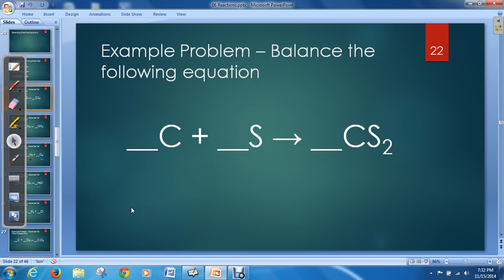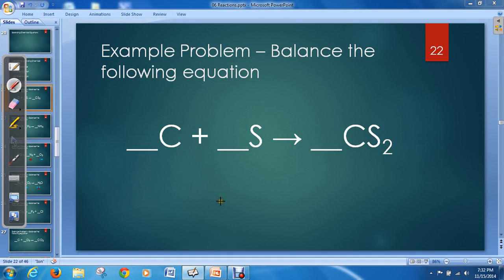So here's a chemical equation, okay? We have carbon and sulfur coming together to make carbon disulfide. And again, the goal of balancing an equation is so that you have the same amount of atoms on each side of the equation. Because if you look at it right now, I have one atom of carbon, one atom of sulfur, but I have two atoms of sulfur on this side. So our goal is to make the same amount of atoms on each side.